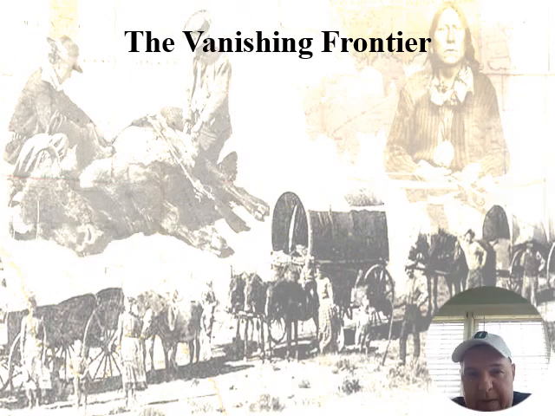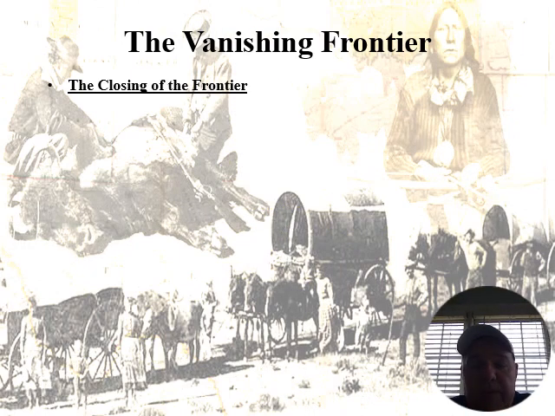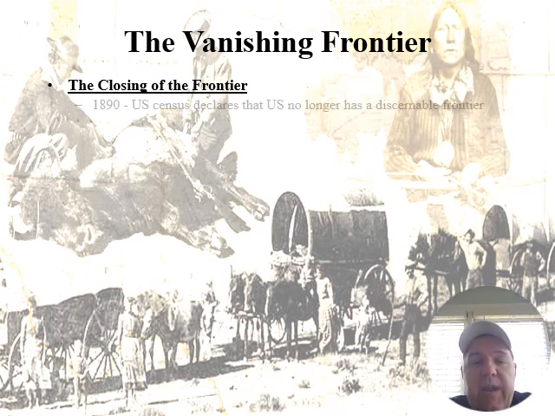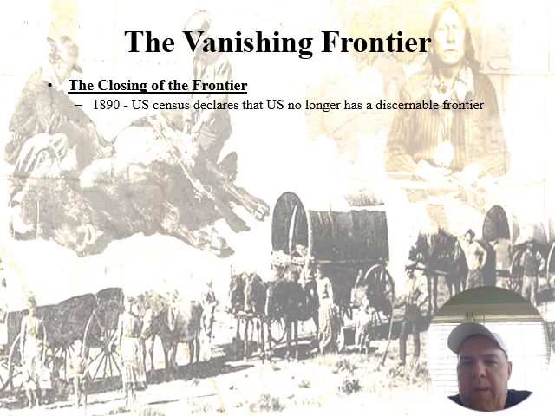So what happens is I've got the vanishing frontier, because the frontier eventually does close, and it closes in 1890. The U.S. Census declared that there was no longer a discernible line to demark the frontier from civilization. So 1890 is when that happens. Frederick Jackson Turner, the great historian from the University of Wisconsin, is going to tell us about how the frontier was the very essence of America.